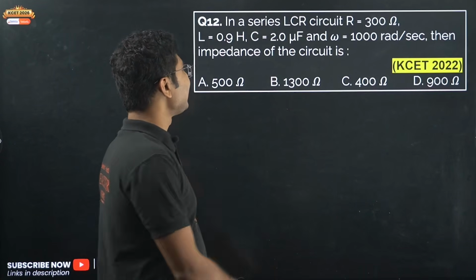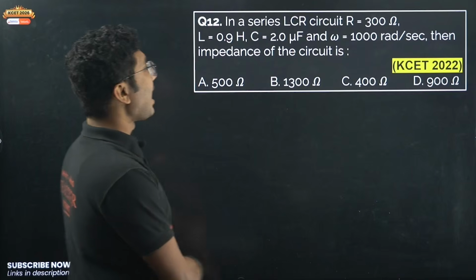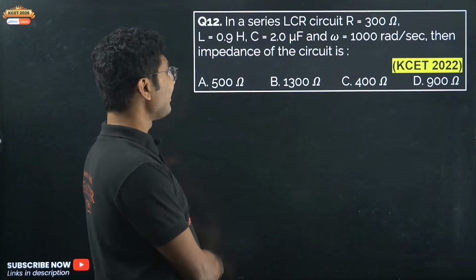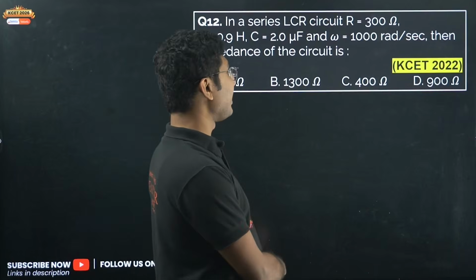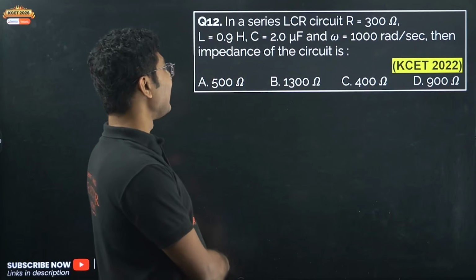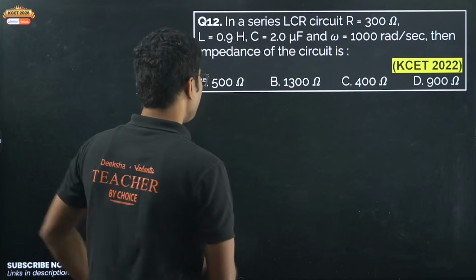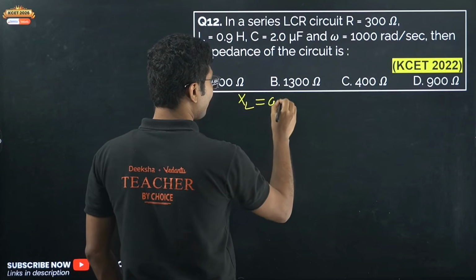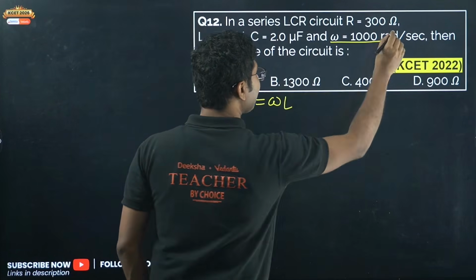Next question. In a series LCR circuit, R equals 300 ohm, L equals 0.9 Henry, C equals 2 microfarad and omega equals 1000 radian per second. Then the impedance of the circuit is... To calculate impedance, the first step is to calculate XL. XL equals omega L, because frequency is not given, omega is given.